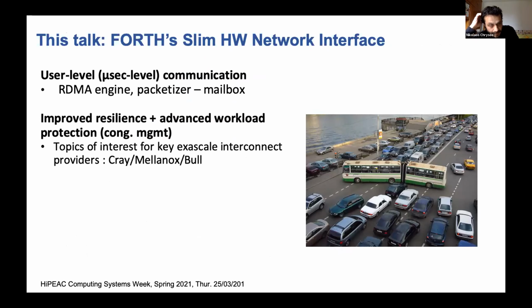I'm going to present the network interface that we have been designing at Forth during the EXANET and EuroEXA projects, which provides user-level, microsecond-level communication, which is crucial, especially for HPC. It does that using a hardware RDMA engine plus packetizer and mailbox features that you need for PGAS. In EuroEXA, we further advanced this hardware transport with improved resiliency, plus workload protection and workload isolation, which is a congestion management matter.